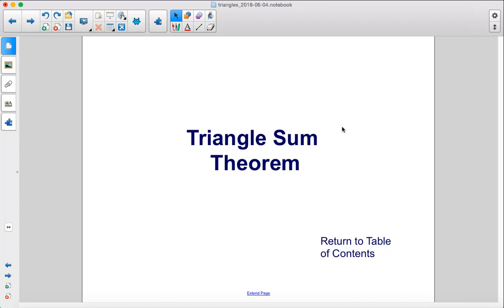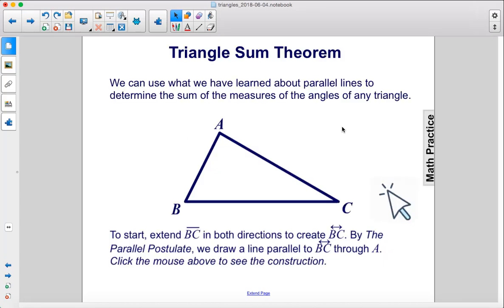Triangle sum theorem. We can use what we have learned about parallel lines to determine the sum of the measures of the angles of any triangle. To start, extend line segment BC in both directions to create line BC.